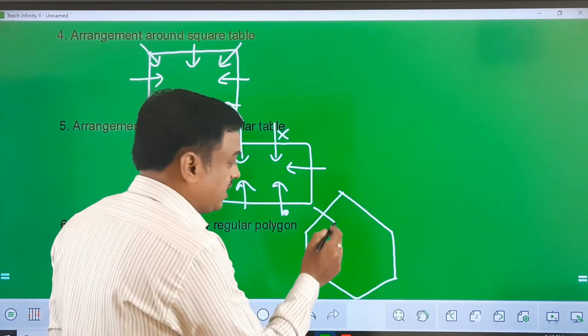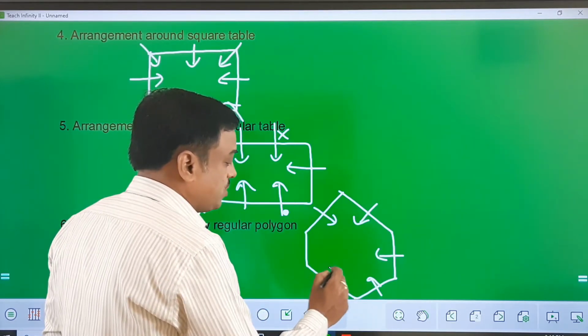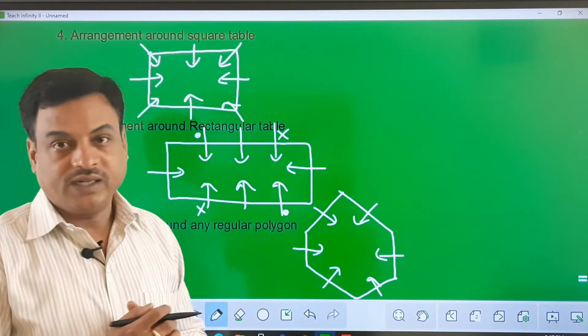Okay, now the people can be sitting on the sides of the regular hexagon. So this can be the possible arrangement for that.